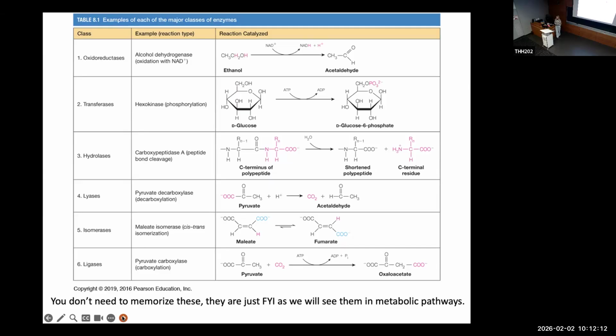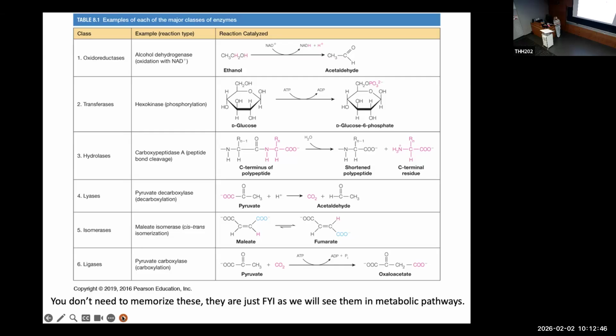Transferases are enzymes that transfer groups from one substrate to the other in the reaction. So in this case, we are transferring a phosphate from ATP onto the glucose. We'll see that in the first step of glycolysis. That's the first reaction, so that's a transfer reaction. Hydrolase, not surprisingly, adds a water and breaks a bond. So our peptidases would fall under that class.